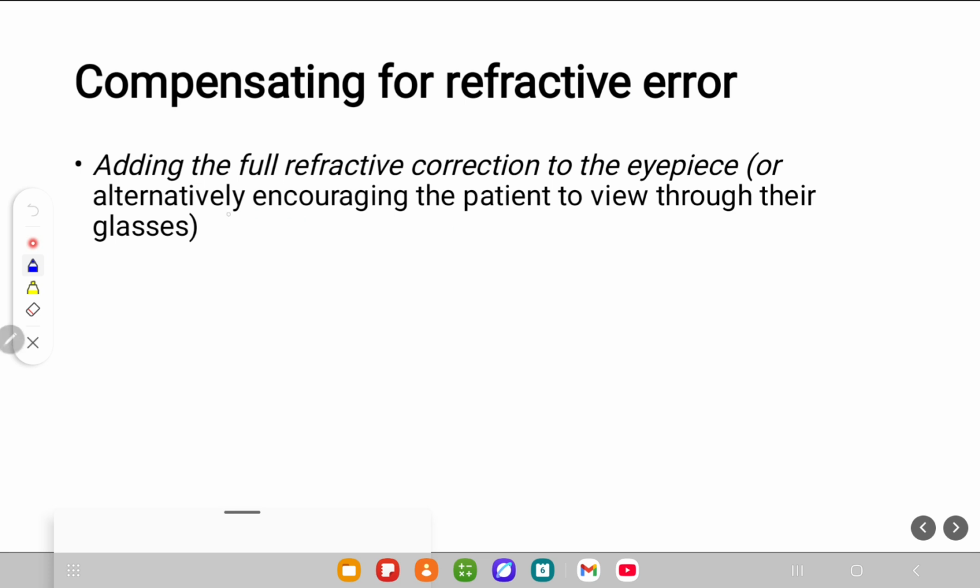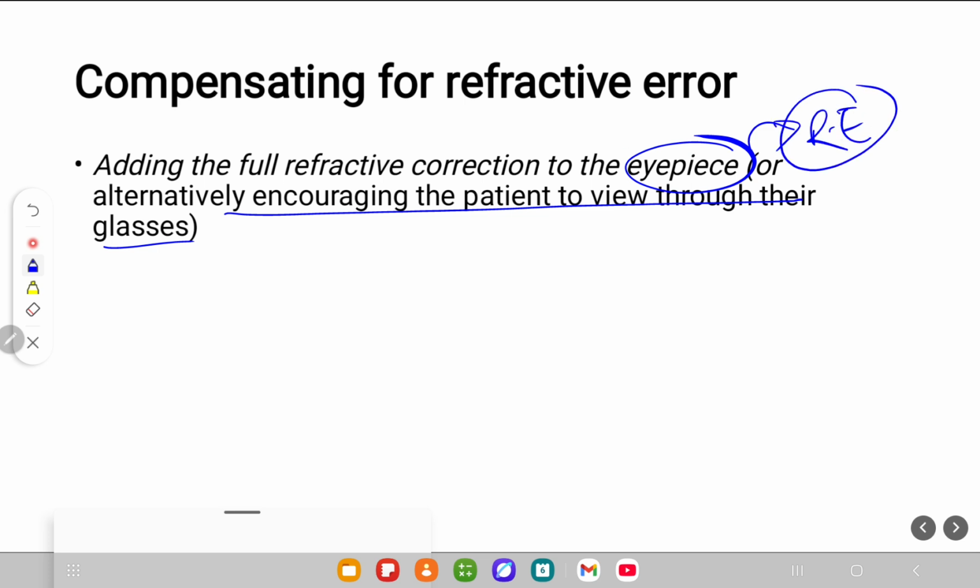This is the best thing. Patients should view with the correction by their glasses. This is simple. But if you want another option, then you can add the patient's refractive error correction in an eyepiece. Just add it. It's very simple. You don't have to understand many more things.